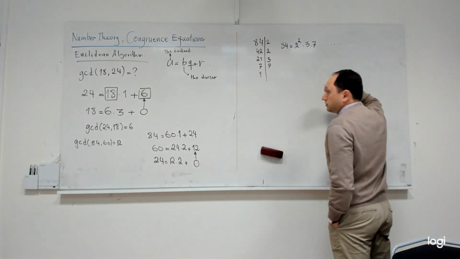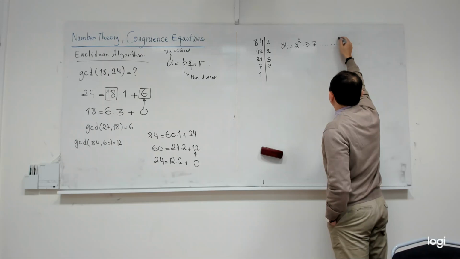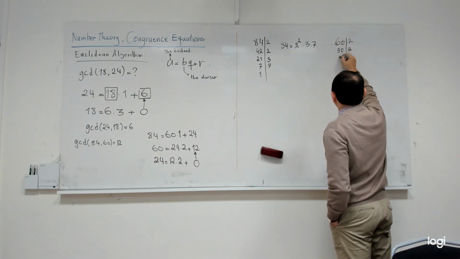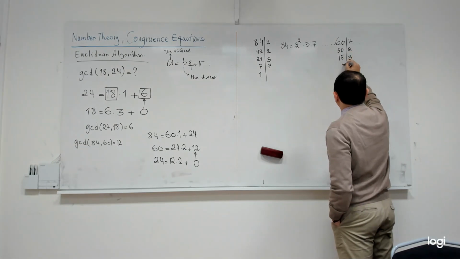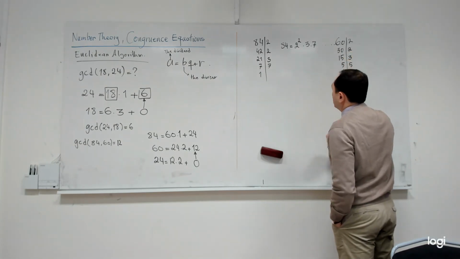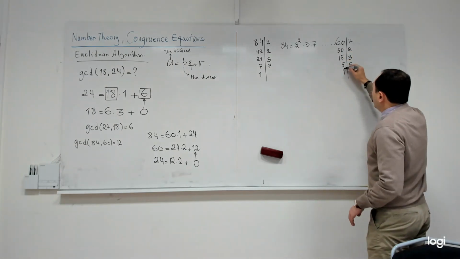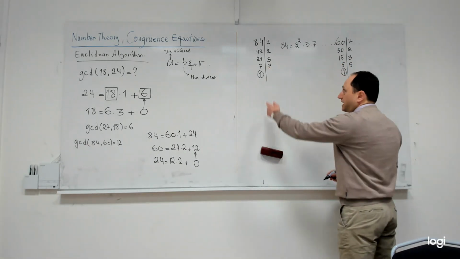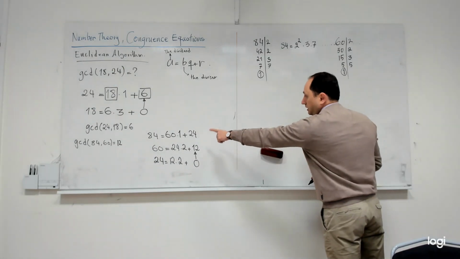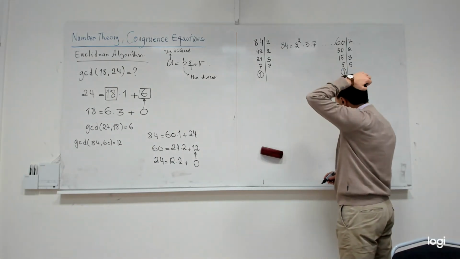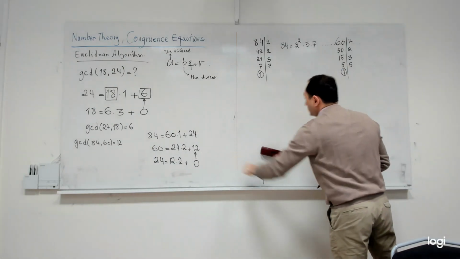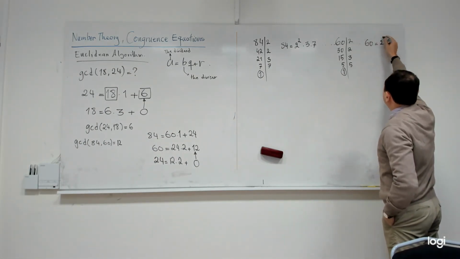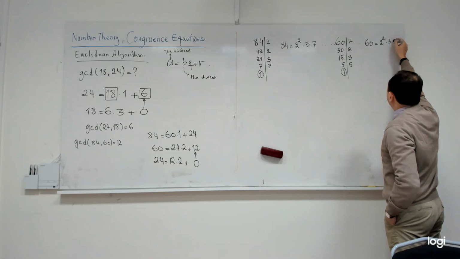And then if I go to 60, I divide it by 2, it becomes 30. I divide by 2, 15. I divide by 3, 5. I divide by 5, 1. So you see here, my goal is to end up with 1 as the quotient, whereas in the other method I want to end up with 0 for the remainder. So 60 becomes 2 to the power of 2 times 3 times 5.